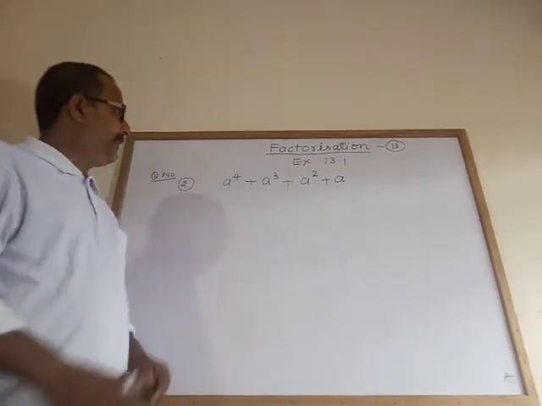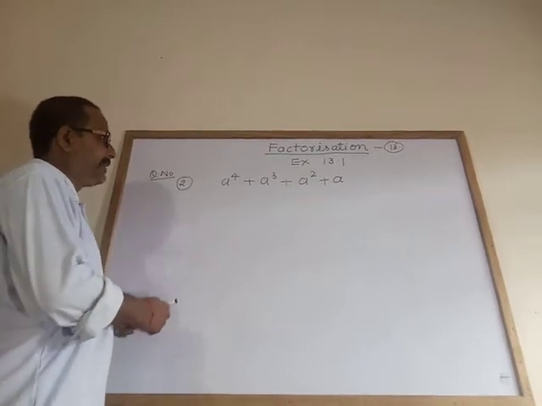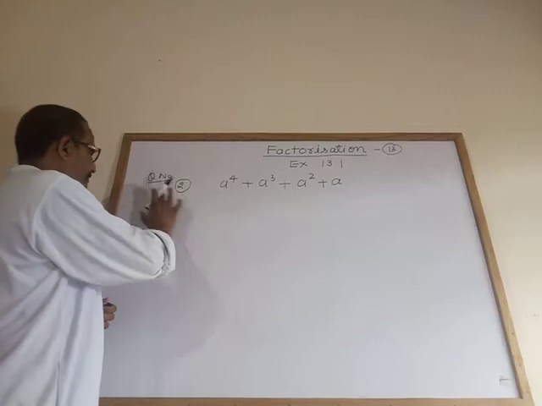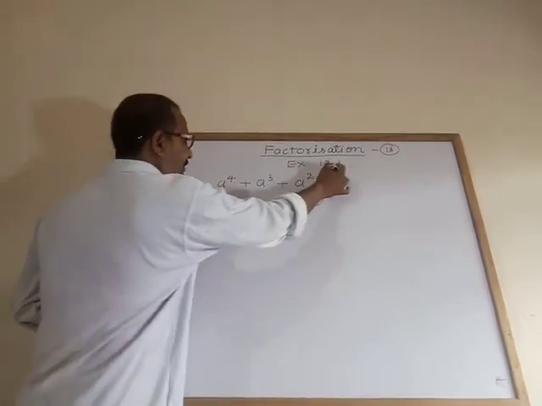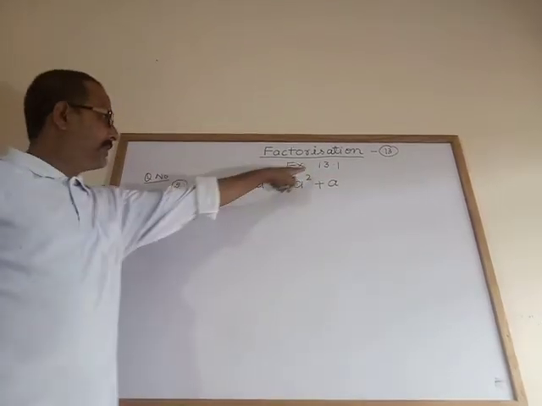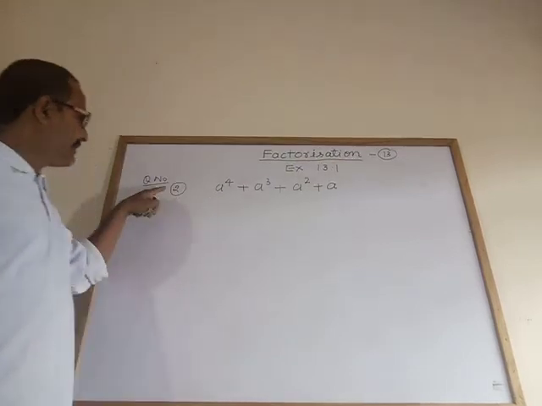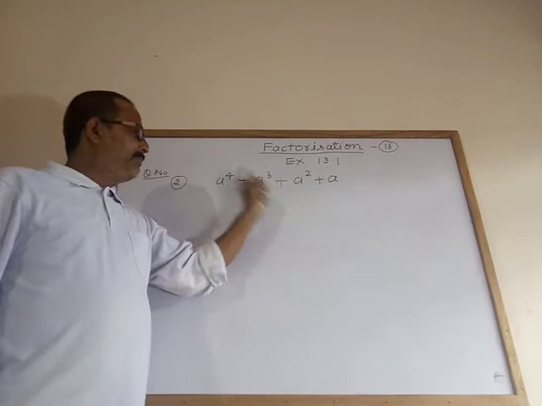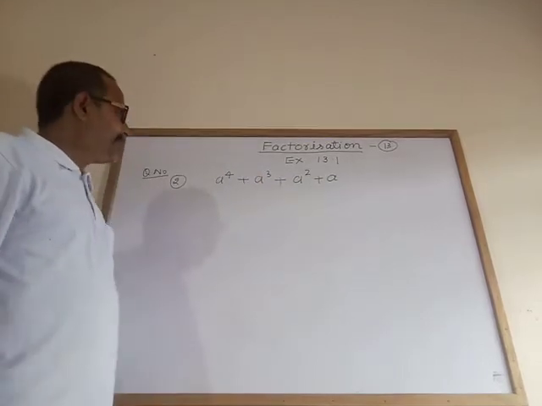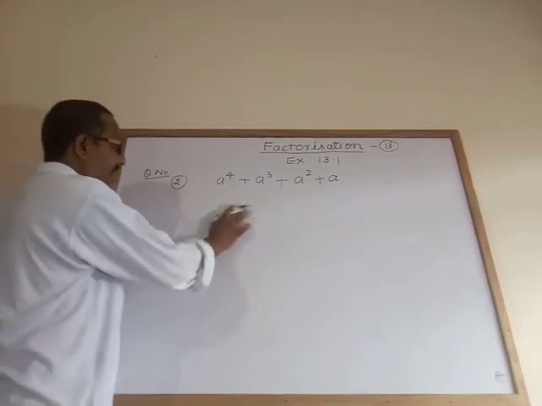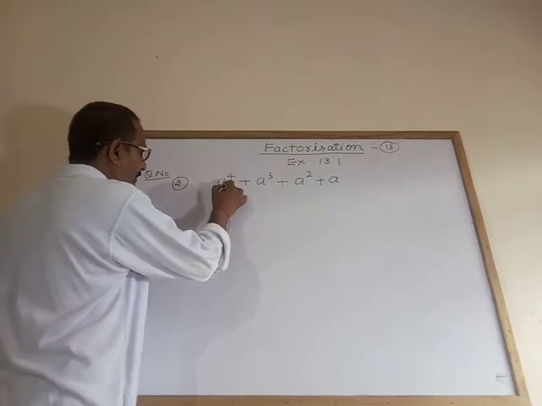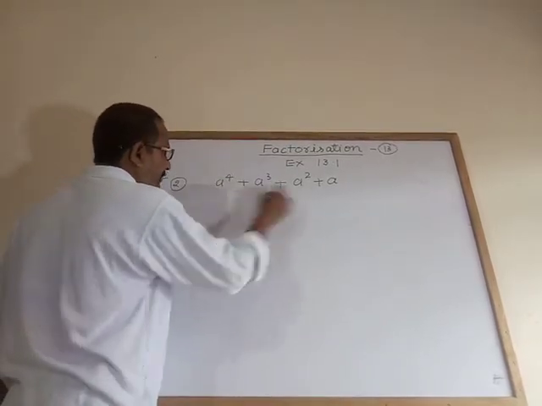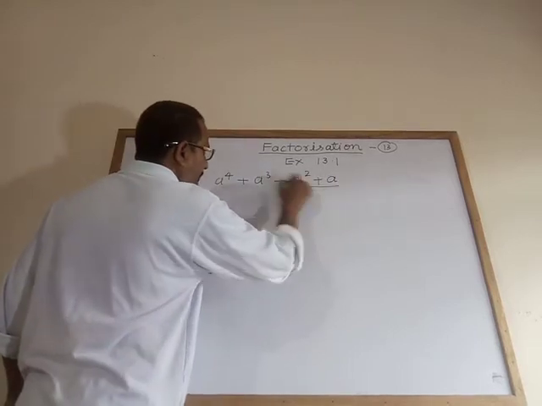I had explained the identity related to the factorization. See, in exercise 13.1, I have written the second question in your book given here: minus, make it plus. Okay? See that this is factorization by grouping the term. This is a factorization by grouping the term: first term, this one; second term.